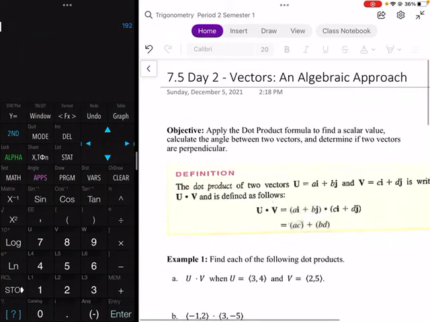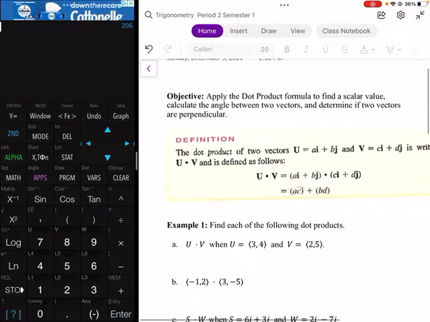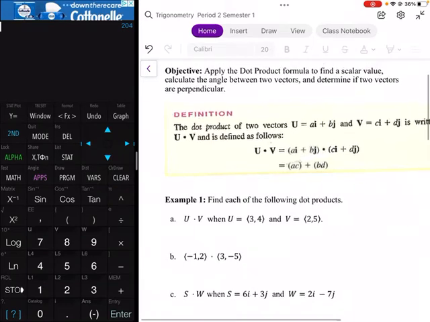Section 7.5, Day 2, we're still working with vectors and the algebraic approach for them. So today we're going to be focusing on the dot product formula and then to find a scalar value to calculate the angle between two vectors and determine if two vectors are perpendicular.